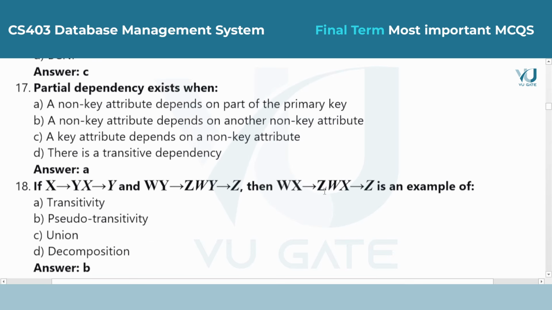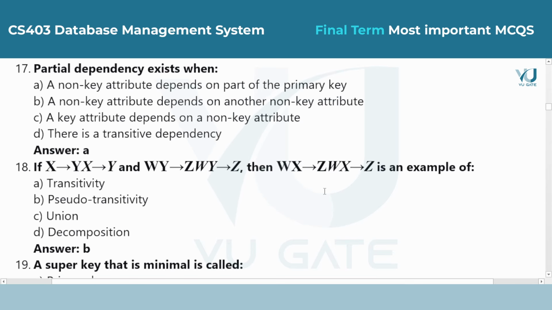Question 17. Partial dependency exists when. Answer is option A, a non-key attribute depends on part of the primary key. This usually happens when you have a primary key made of 2 or more columns. If an attribute only needs one of those columns to be found, it is a partial dependency.